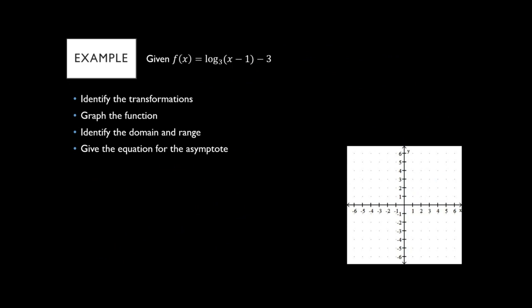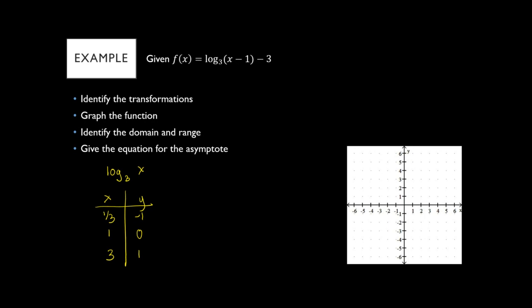Here our function is log base 3 of x minus 1 and then -3. So we have 2 transformations going on here. I'm going to first just write down my parent function, get that table that we're going to be using. And we're going to look at our transformation.